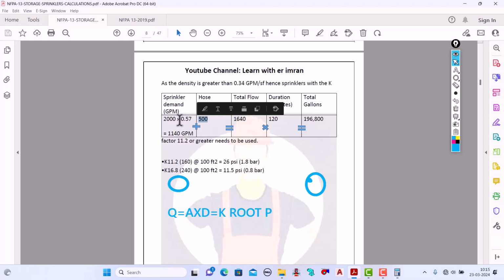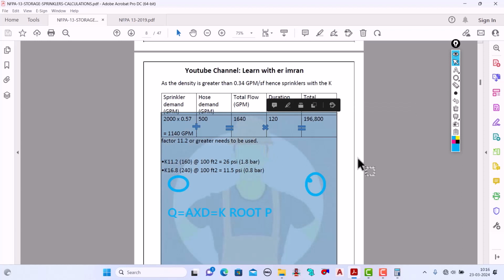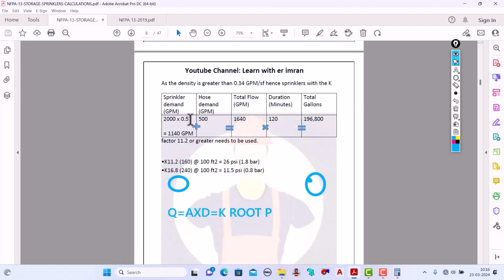Then the total will be 1640 GPM. And what is the time? Up to 120 minutes we have to take, so we multiply 120 by the total GPM, and this much gallons will come. Also, here the density is greater than 0.3.